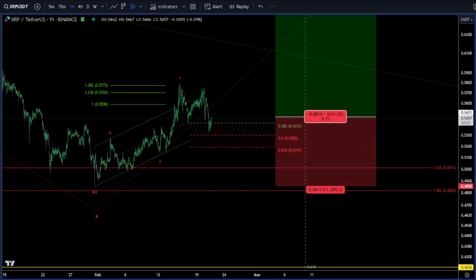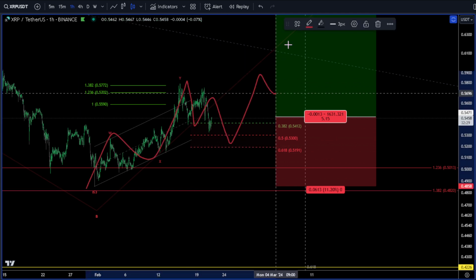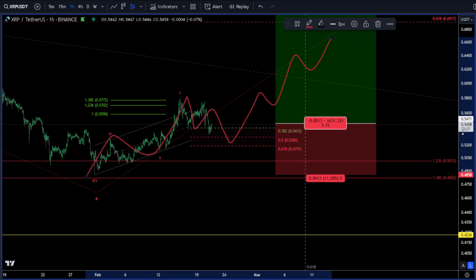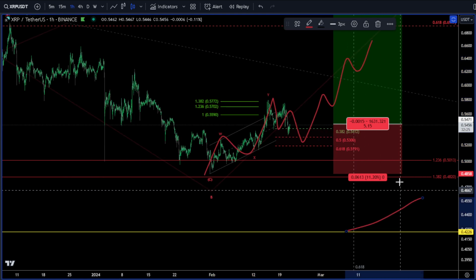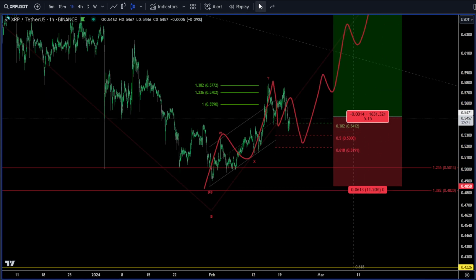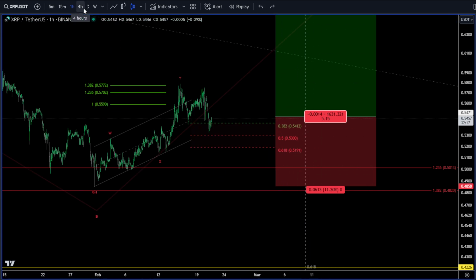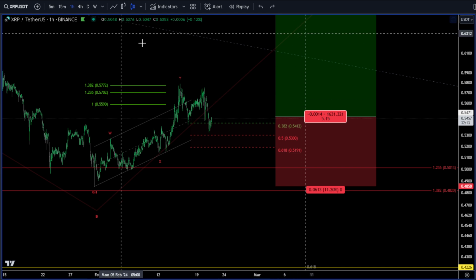But we can also, again, make a 3, 3, and then we blast off in 5 waves to the upside as a flat pattern for our first wave. So just keeping those things in mind. I can't get a very good count on this, but it is a good risk reward, just looking at it on the larger time frames.